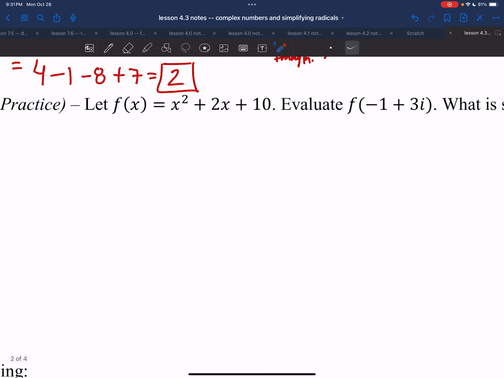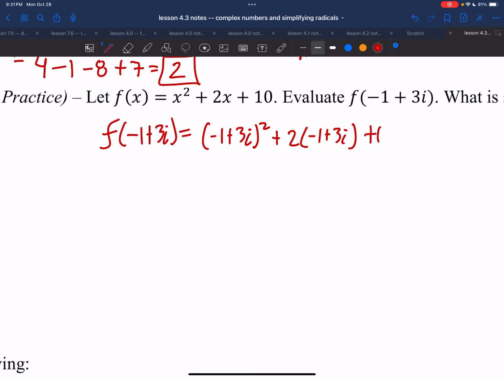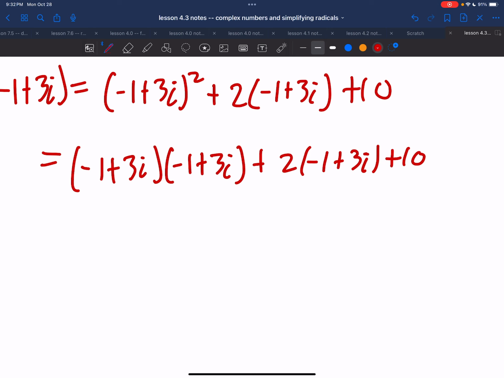So here's the solution to this. Make sure we've got it. It's the same thing, plugging in negative 1 plus 3i. And this is (negative 1 plus 3i) squared plus 2 times (negative 1 plus 3i) plus 10, right? Okay, I'm going to do all the same stuff. I'm just going through the mechanics of algebra, right? I'm just saying, what does it mean to square a number? This just means to multiply it by itself. And then I'll just do my distribution.